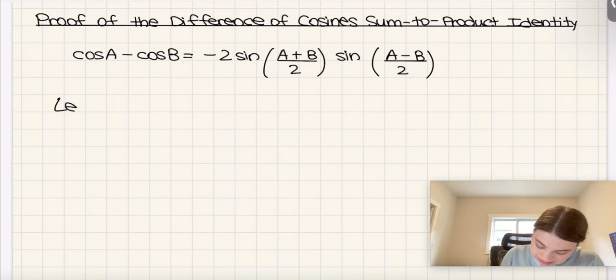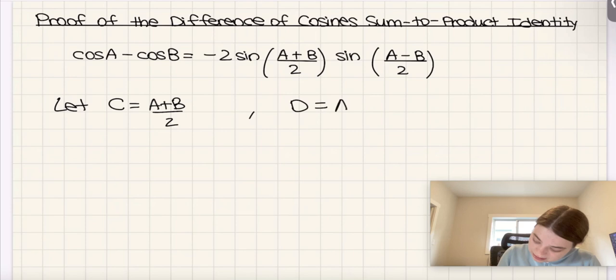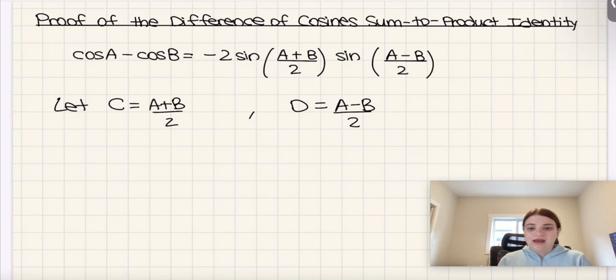Let's let c be equal to a plus b divided by 2. And let's also let d be equal to a minus b divided by 2. The reason I've chosen these specifically is because over here, we have sine of a plus b divided by 2. In here, we have sine of a minus b divided by 2.